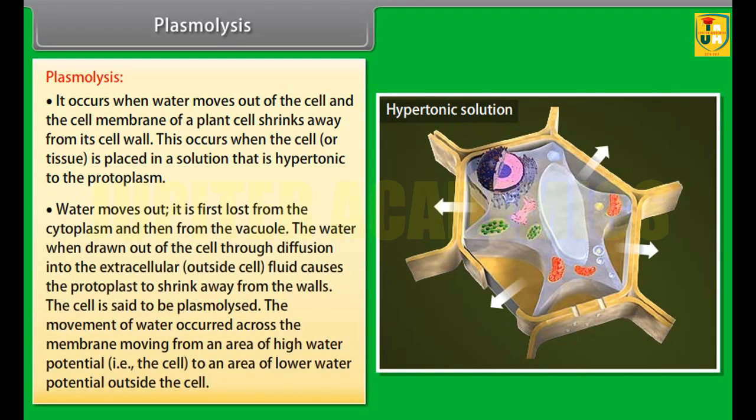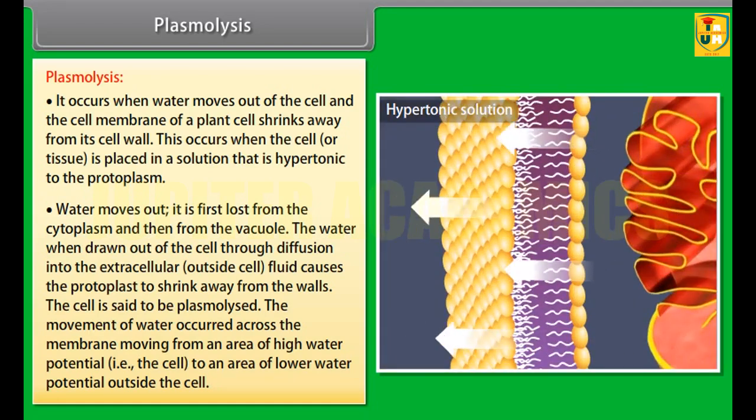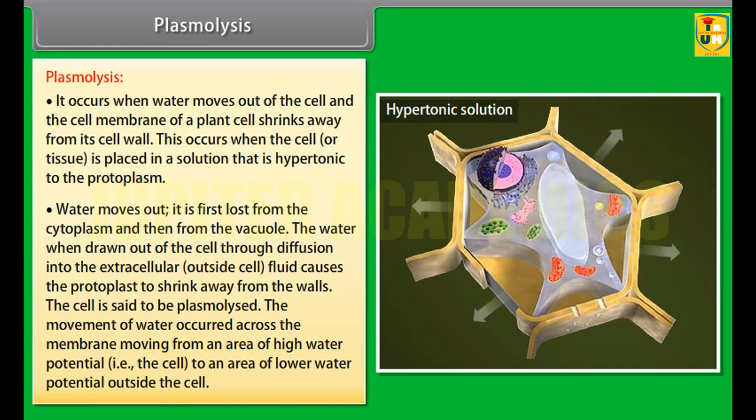protoplasm. Water moves out. It is first lost from the cytoplasm and then from the vacuole. The water, when drawn out of the cell through diffusion into the extracellular fluid outside the cell, causes the protoplast to shrink away from the walls. The cell is said to be plasmolysed. The movement of water occurred across the membrane, moving from an area of high water potential to an area of low water potential outside the cell.